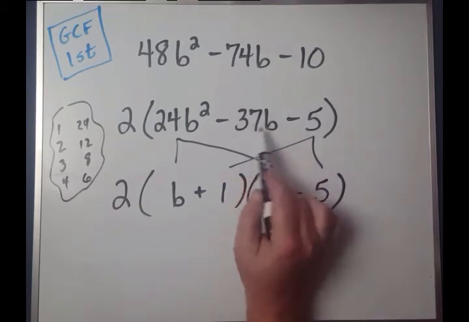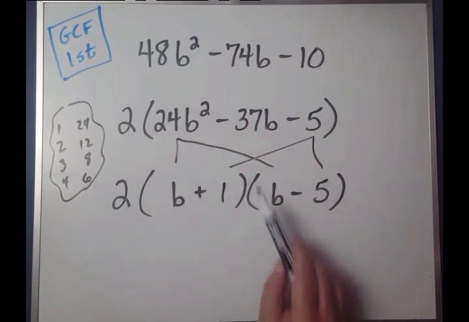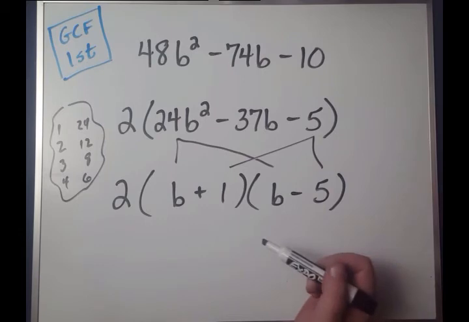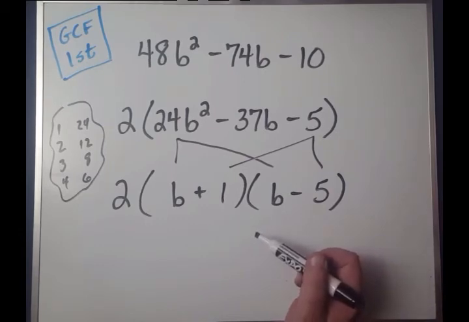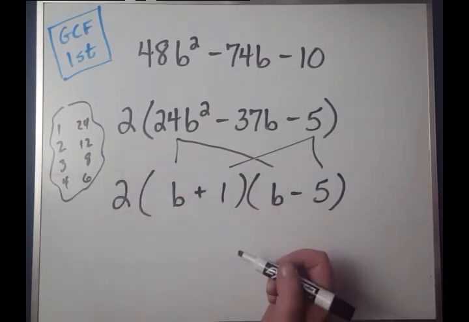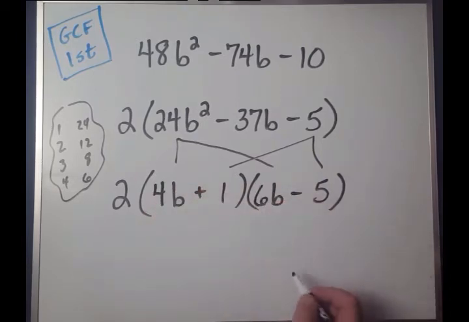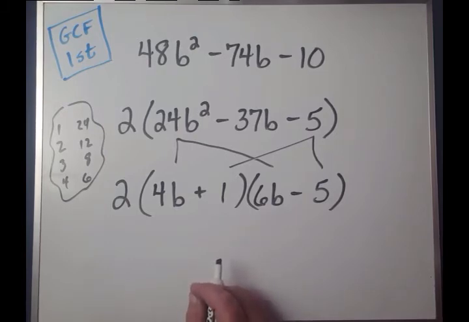Well, that 37 is kind of in the neighborhood of that 24. It's not some wild, outlandish number compared to that 24. So, how about the 4 and the 6? The more of these you do, the faster you get at them. The more your gut is going to tell you what's a good place to start.